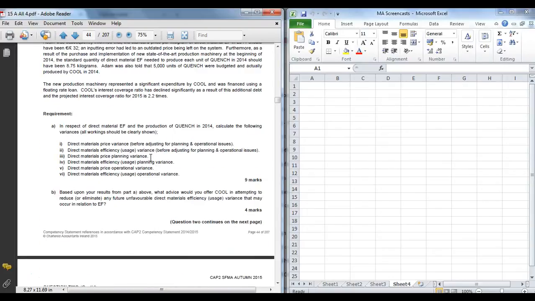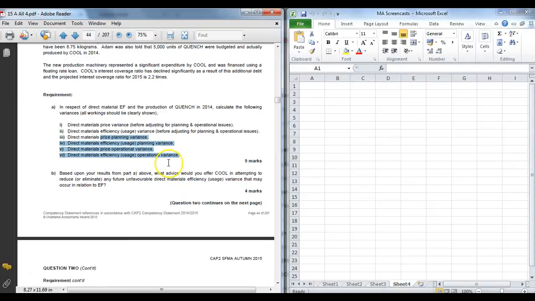So here we have 4 main requirements. The first one is your basic variance requirement, where you're looking at calculate the direct material variances. Number 1 and 2 are your basic CAP1 variances, price and, typically we call it usage for a materials variance, before planning and operating. And then the final 3, 4, 5 and 6 are your planning and operating variances for both price and usage. So again, you have CAP1 level variances and then you have CAP2 level variances. So that's for 9 marks.